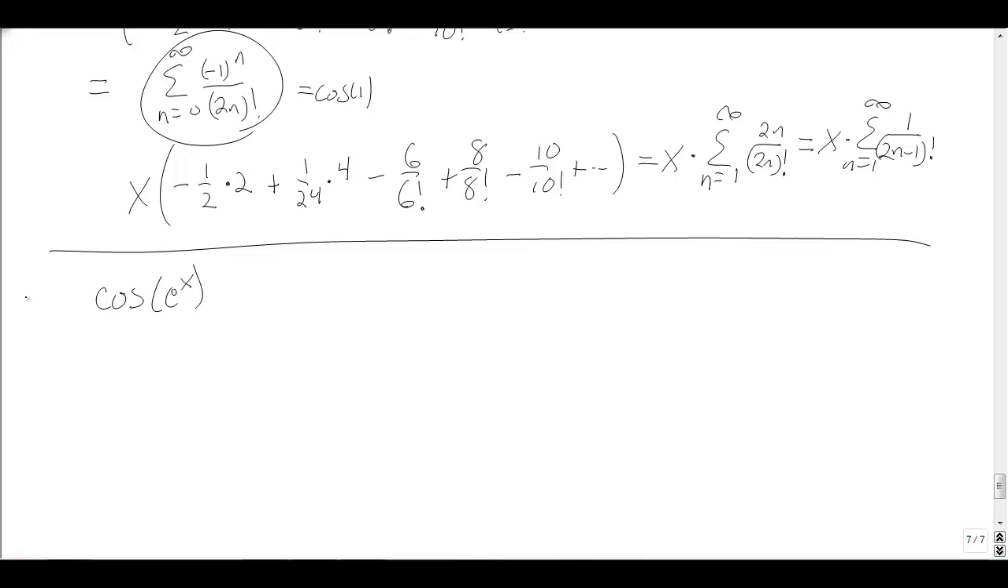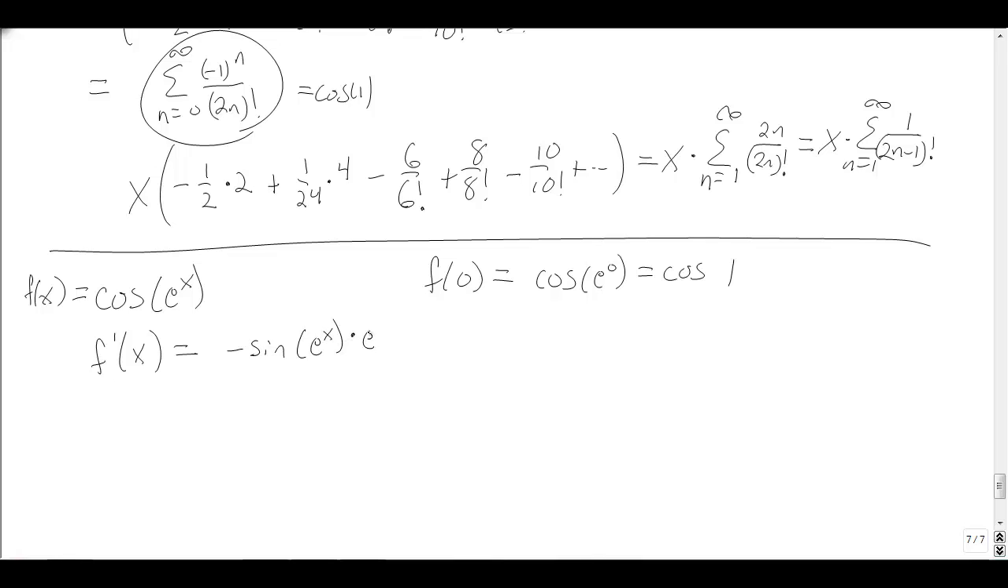Now what I'm going to do is write that a little bit more nicely. So I'm going to say f of x is cosine e to the x. I'm just going to take derivatives here. Essentially, what I need to do is evaluate the 0th derivative, really the function at 0, and then the first derivative, and then the second and the third. So this is cosine e to the 0. That's cosine of 1. First derivative of cosine is negative sine e to the x times the derivative of the inside, which is e to the x.